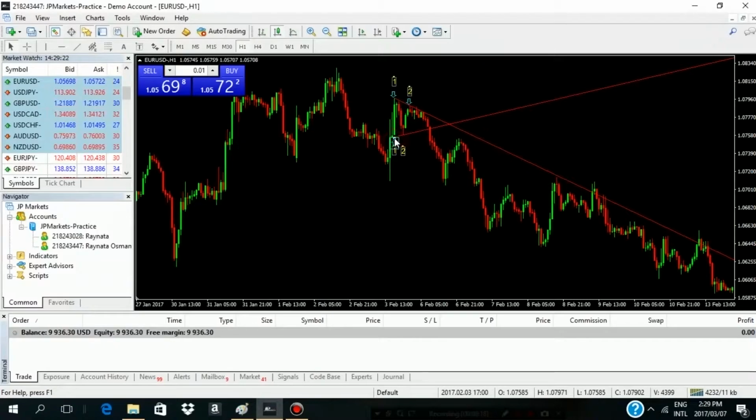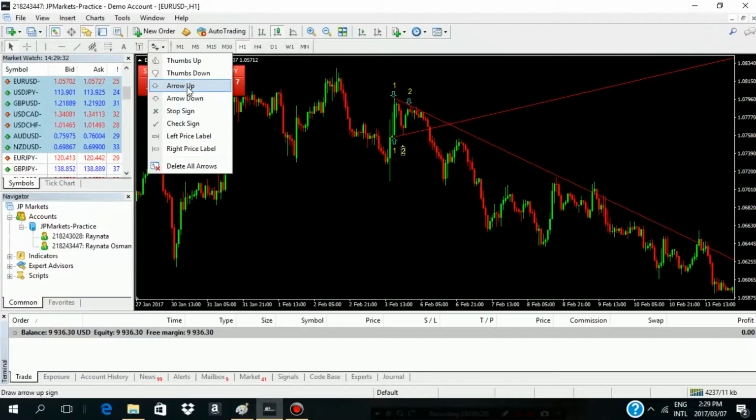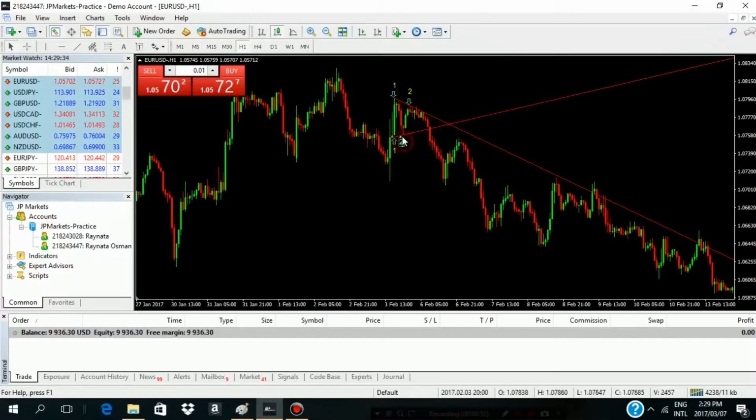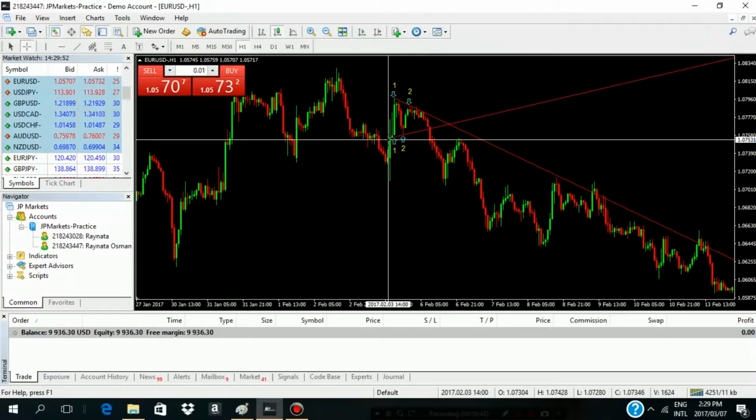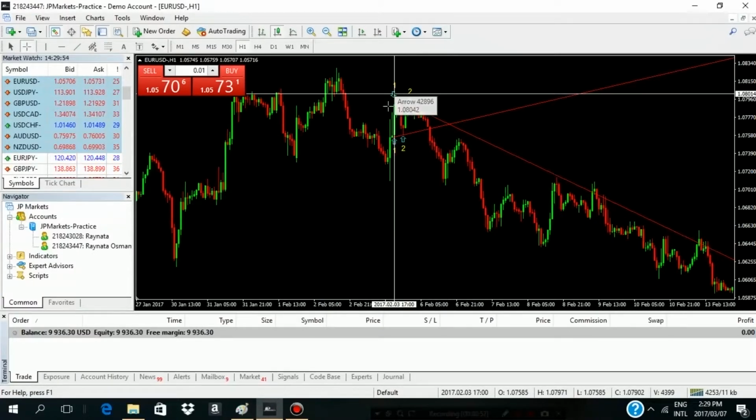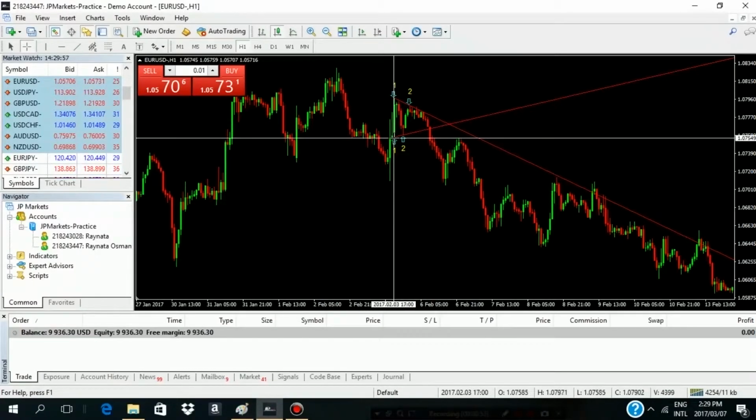And you just want to kind of highlight where your point 1 is, where your point 2 is. Okay, so now this is our triangle. Now we are promised 50% of the base, right? So the base is from point 1 to point 1 of our support and resistance.